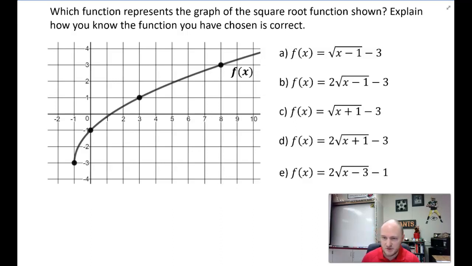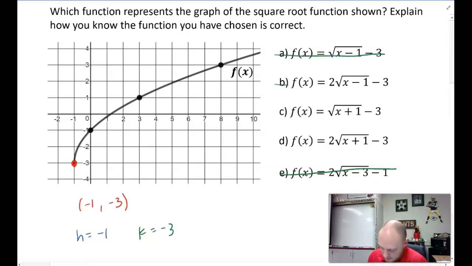All right, so looking at this one, a good way that you can right away rule some answers out is by just looking at the endpoint. You go from 0, 0 to -1, -3. So that means that your H value is -1, and your K value is -3. So right away, just looking at the K value, I know E goes out the window. Our H value is -1. Well, I have to flip that in our function. So A is out, B is out. So C and D both have the correct H and K.